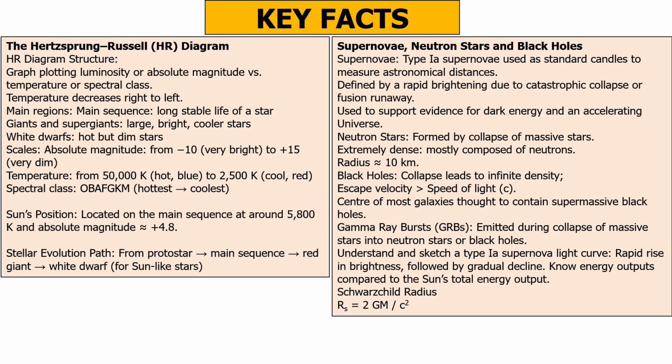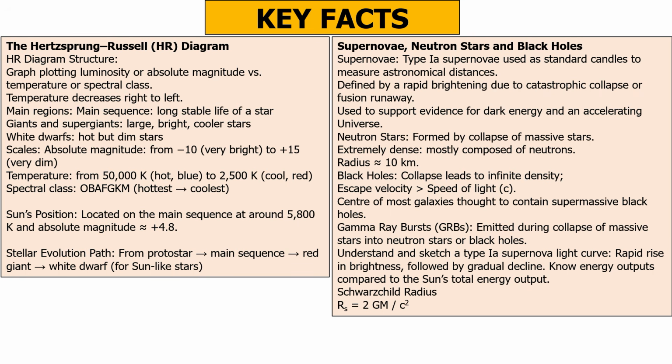Now in terms of the Hertzsprung-Russell diagram, the structure is that the graph is plotted of luminosity or absolute magnitude against the temperature or spectral class. Our temperature decreases from the left to the right. The main regions are our main sequence, the long stable life of a star, giants and supergiants, the large bright cooler stars, and the white dwarfs, which are the hot but dim stars. The scales are absolute magnitude from minus 10, which is very bright, to plus 15, which is very dim. The temperatures go from 50,000 Kelvin, which is a hot blue object, to 2,500 Kelvin, which is a cool red object. Our spectral classes are O, B, A, F, G, K and M, from the hottest to the coolest.